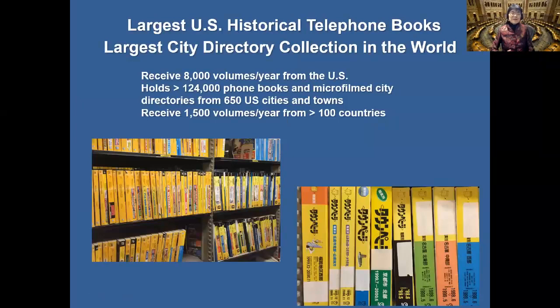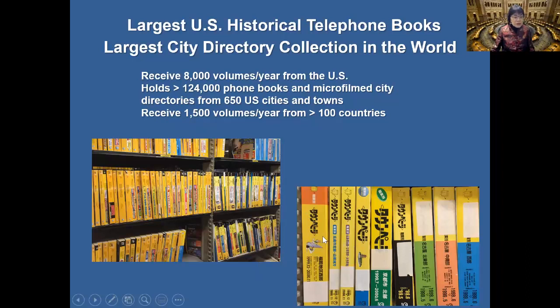They also have this very interesting telephone book collection. When I was taken to their back storage area, I noticed and said, wow, you have so many yellow books here. What's this for? It turns out they have the largest collection of US historical telephone books. They used to receive 8,000 volumes per year from the US, now probably not anymore. They also hold 124,000 phone books.